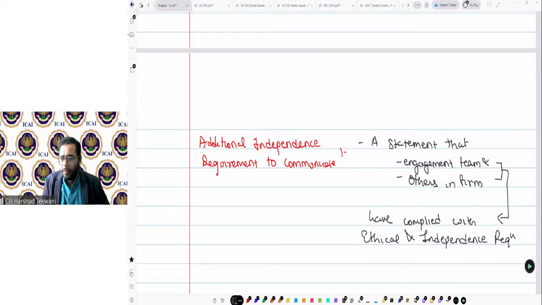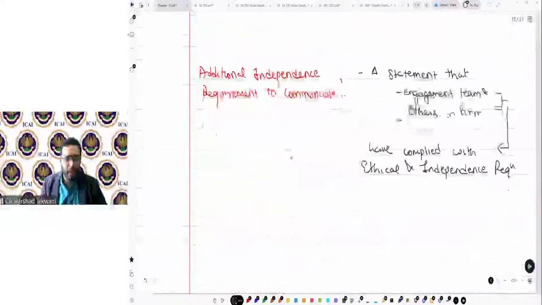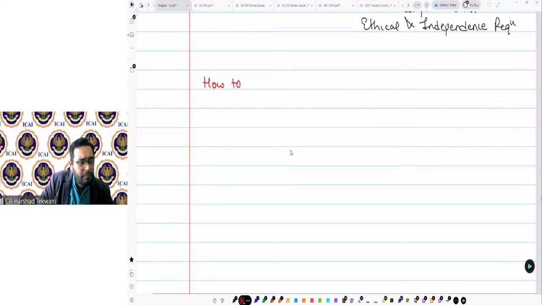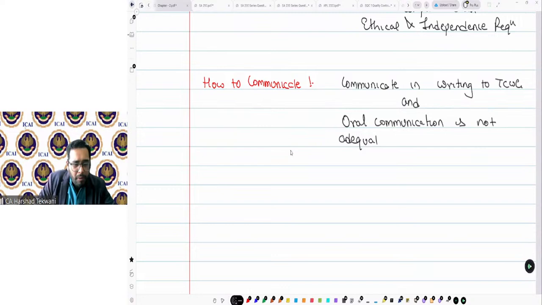Now, we understood to whom I need to communicate, what to communicate, and which significant observations. How to communicate, that's the question we now need to understand. We need to communicate in writing to those charged with governance, regarding significant audit findings and everything. And oral communication is not adequate. Oral communication is not adequate. Okay, so I need to communicate in writing and oral communication is not adequate.